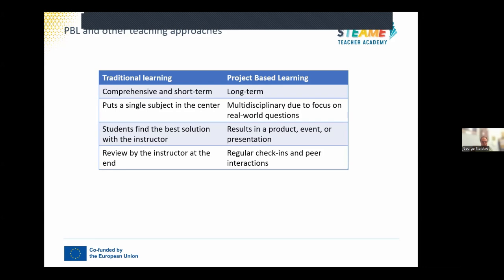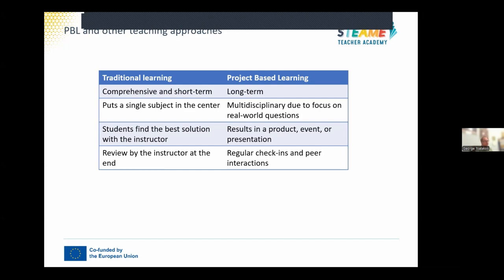Usually, traditional learning is based, let's say, better in a single subject, while project-based learning is usually multidisciplinary, because to address real-world problems, you have to get knowledge and skills from various sciences. Students will find the solution of a problem or of a situation with the help of the instructors.